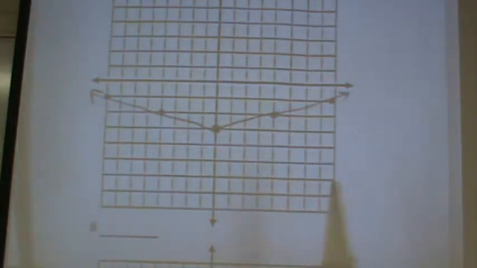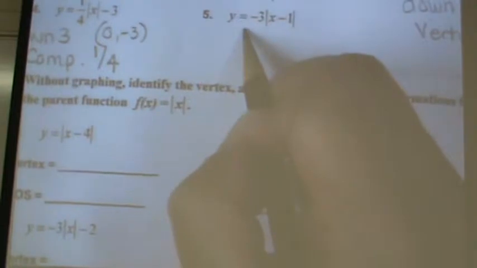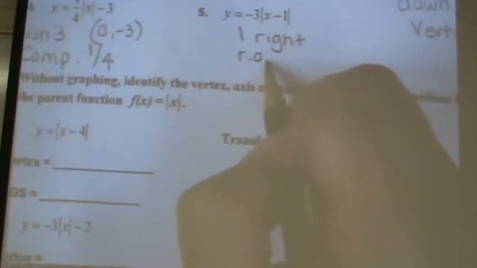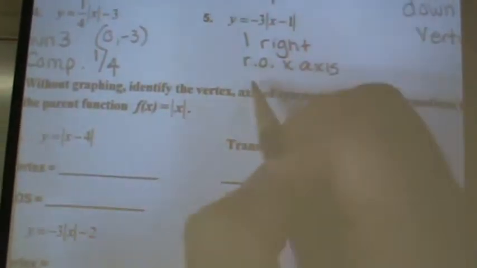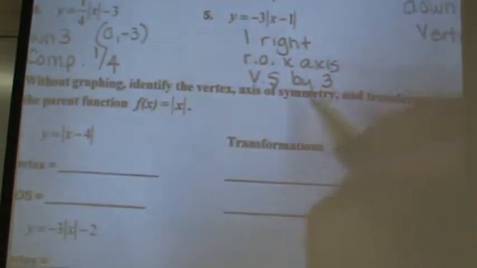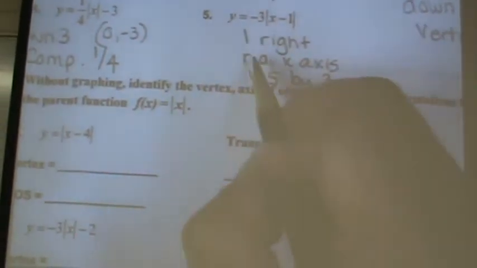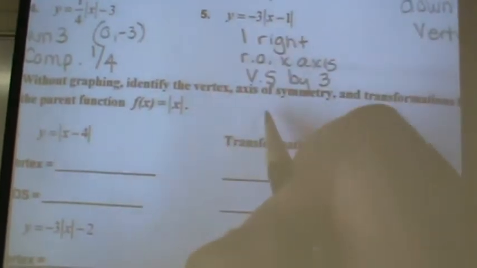And the last one in that set, number 5, what are my words? 1 right, reflect over the x-axis, so it's going to be a Christmas tree, right? And then a vertical stretch by 3. Don't say -3, it's a vertical stretch by 3. The negative is the reflection. That's how we deal with that negative.